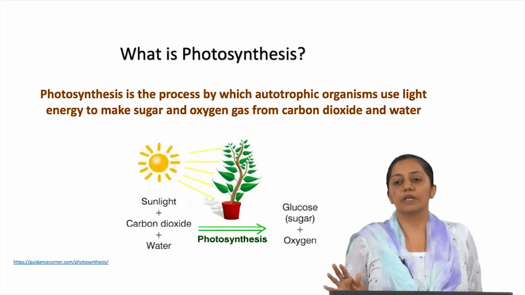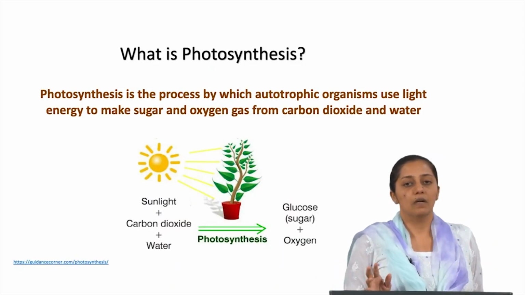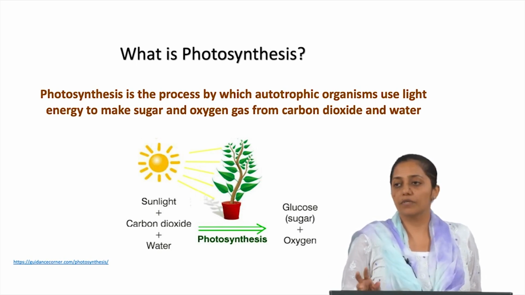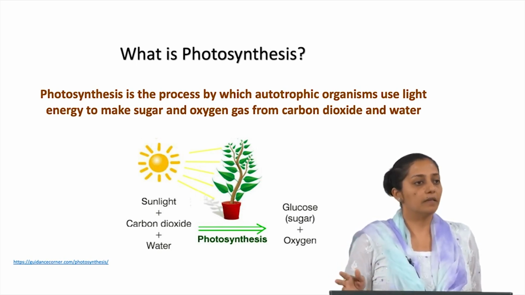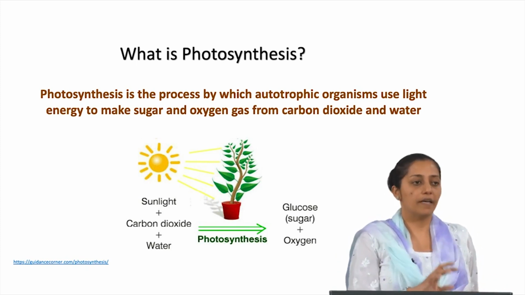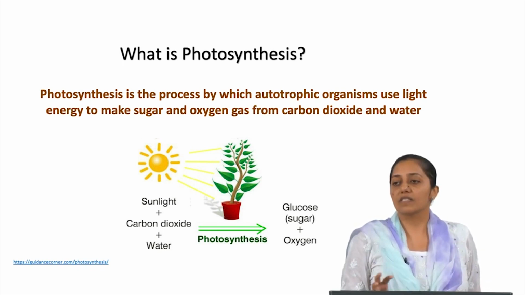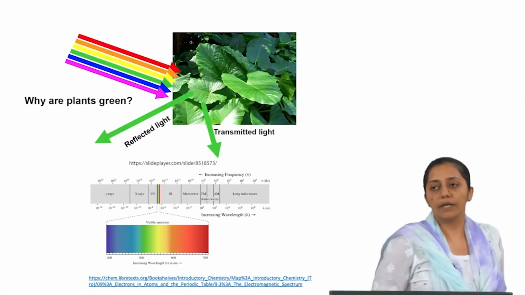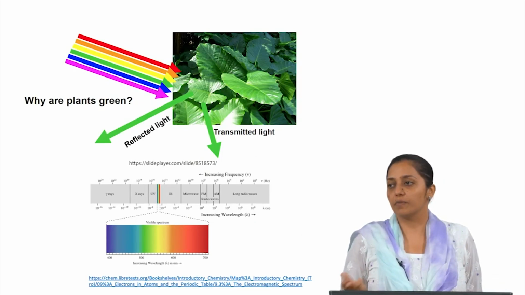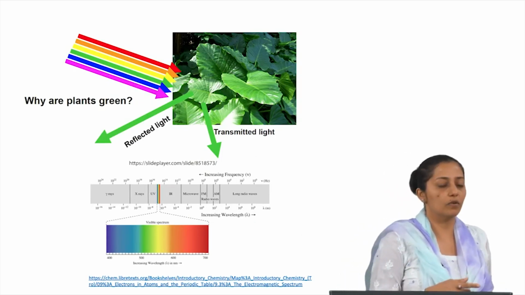Now, an overview. So, we all know in general what happens in photosynthesis. In the presence of light energy, it produces sugars and oxygen from carbon dioxide and water. So, how does it happen inside the leaf? Why do plants look green? Rest of the light is absorbed and only green is transmitted and reflected. That is why they look green.